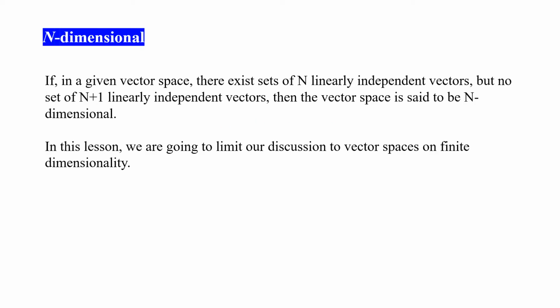If in a given vector space there exist sets of n linearly independent vectors, but no set of n plus 1 linearly independent vectors, then the vector space is said to be n-dimensional. In this lesson, we are going to limit our discussion to vector spaces of finite dimensionality.